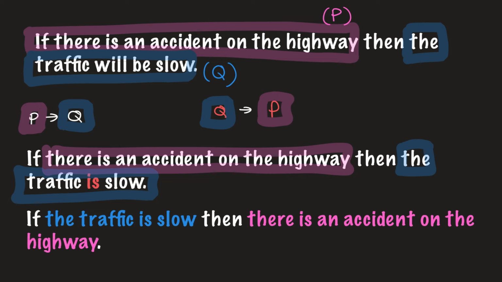Now, once again, we can think of ways in which this is not necessarily true. So if the traffic is slow, we can once again use the idea that it could be rush hour, or they could just be doing some construction. So it doesn't mean that if the traffic is slow, there is definitely an accident on the highway. So it's not necessarily true. So once again, if P then Q is not logically equivalent to if Q then P. They are not going to have the same truth values in sequence when you look at your truth table.